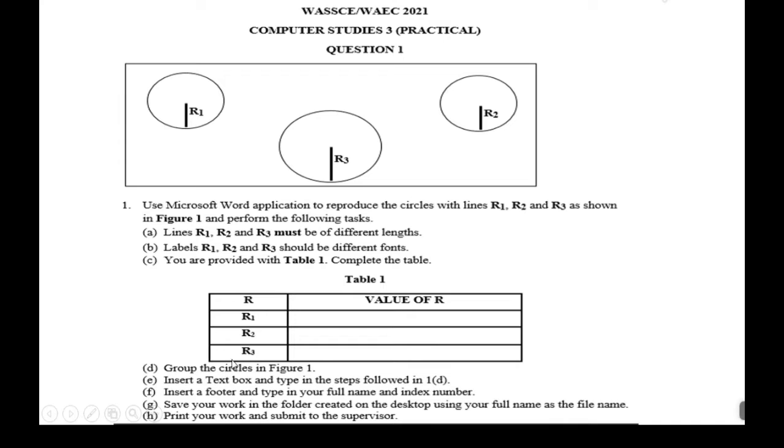And question 1D is saying group the circles in Figure 1. Insert a text box and type in the steps followed in R1 in 1D. Insert a footer and type in your full name and index number. Save your work in the folder created on the desktop using your full name as the file name. Print your work and submit to the supervisor. Now let's kick off.